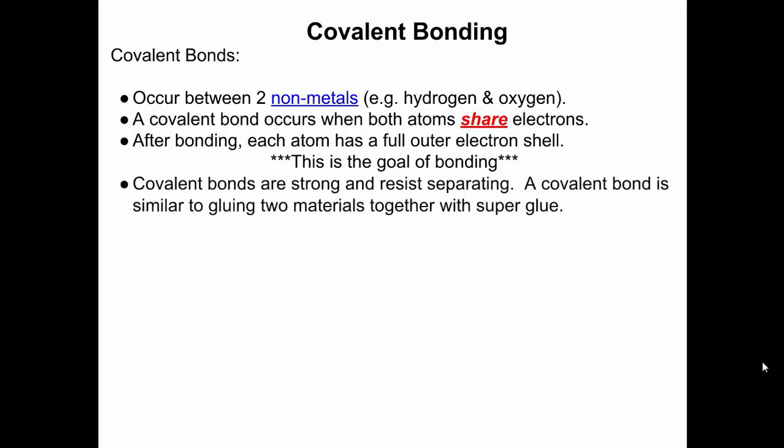Covalent bonds are strong, and they resist separating. A covalent bond, you can think of it as like gluing two materials together with superglue. Okay, it's a very strong bond. It's really hard to get them apart.